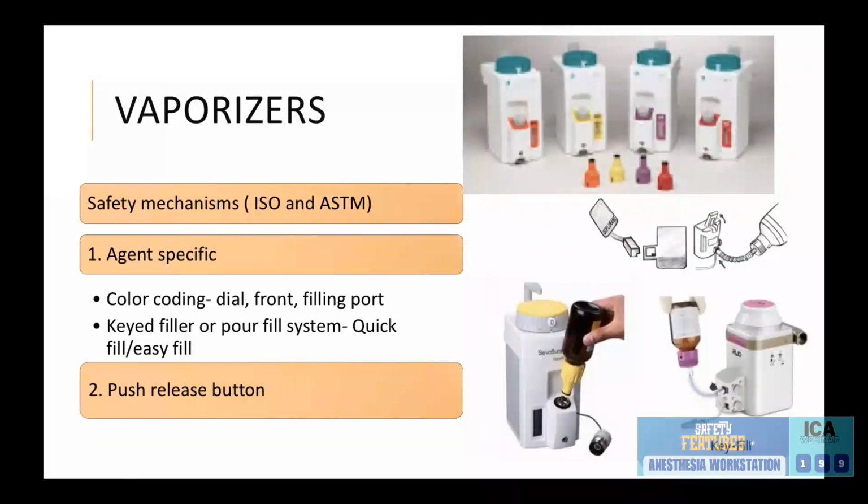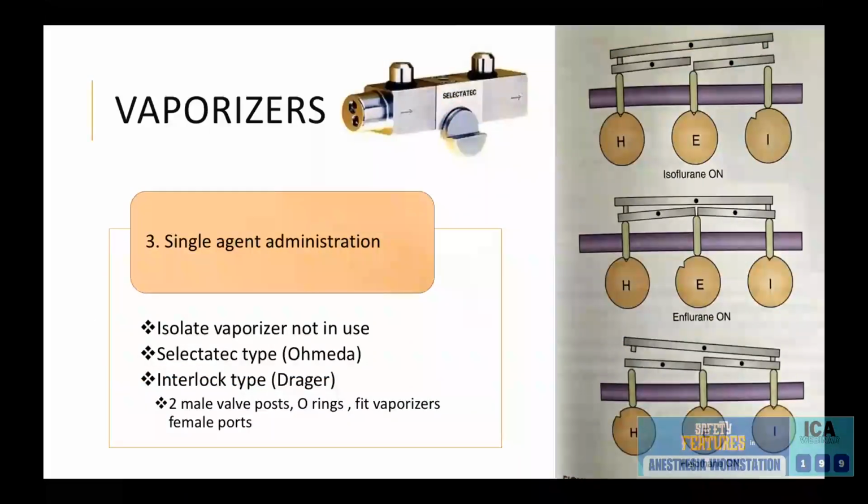You cannot randomly open the concentration dial. You have to push this push release button. Only then can you intentionally open the concentration dial. Then there is a selectatec mechanism in Ohmeda and an interlock mechanism in Draeger.